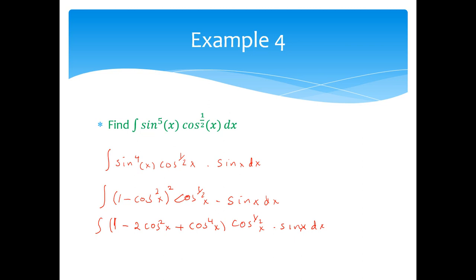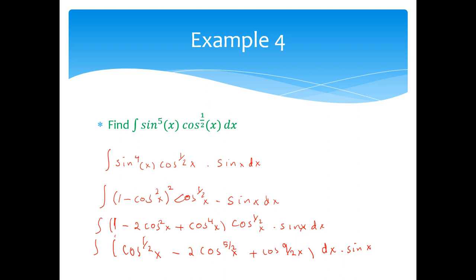So, and then when we multiply this out, we're going to get the integral of cosine to the power 1/2 x minus 2 cosine to the power of 5/2 x plus cosine to the power of 9/2 x dx, times sine x dx. We switch the places here.